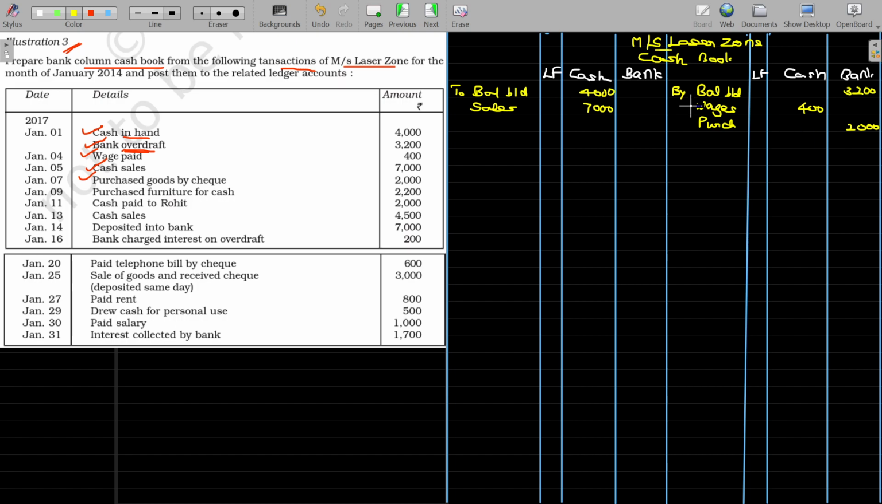Is that okay? Purchased furniture for cash, 2,200. In the payment side, I name this furniture, the value being 2,200 by way of cash. Cash paid to Rohit. In the payment side, Rohit will be recorded, in cash, 2,000 rupees. And then cash sales, 4,500. In the receipt side, sales being 4,500.